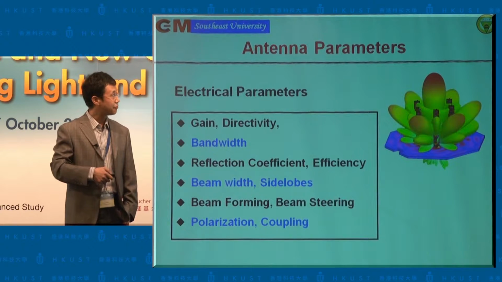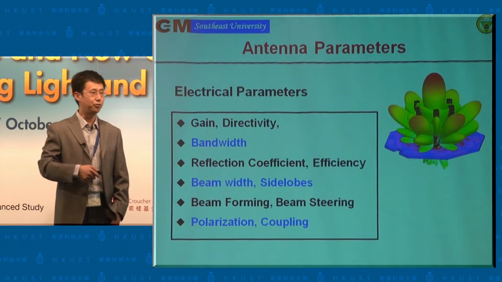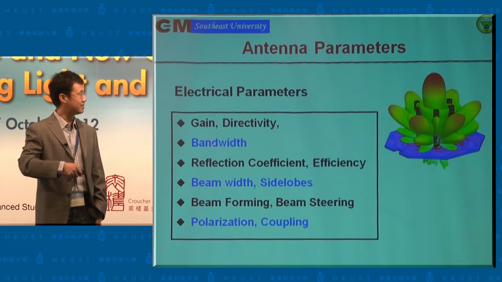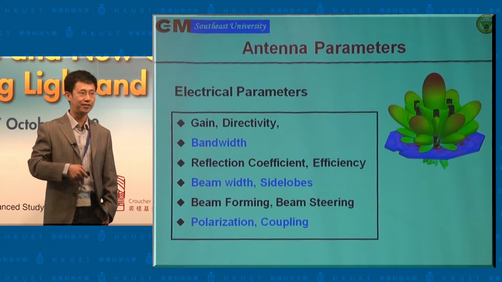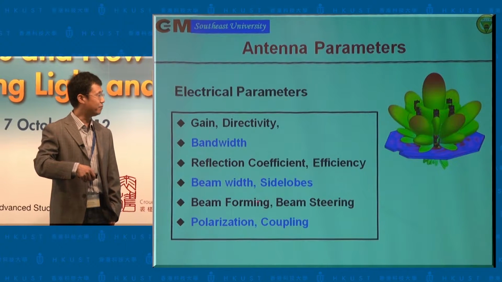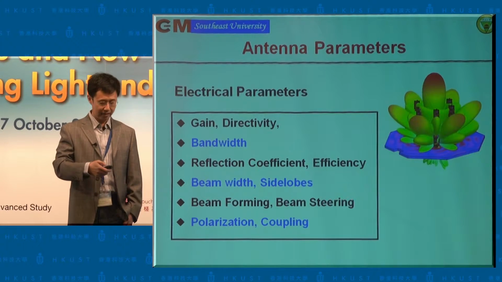For the electrical parameters, there are a lot of measures for antennas. For example, the gain, directivity, bandwidth, reflection coefficient, efficiency, beam width, side lobes, beam forming, beam steering, polarization coupling, and a lot of other factors.